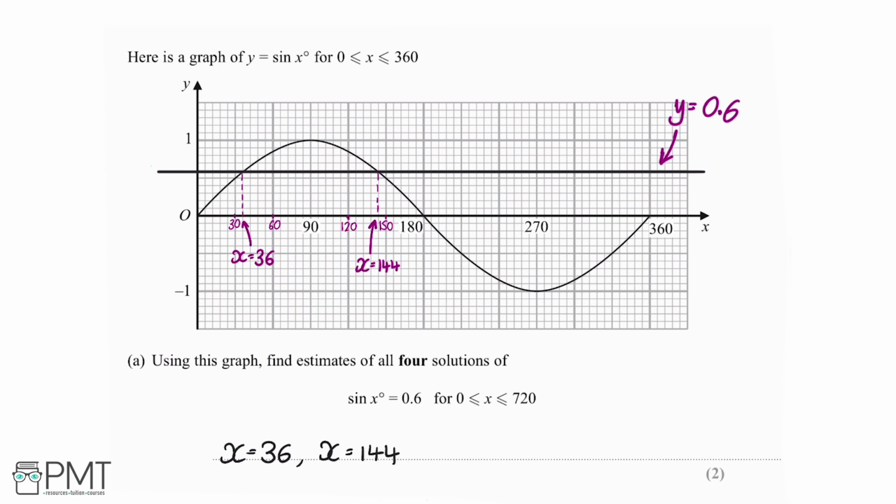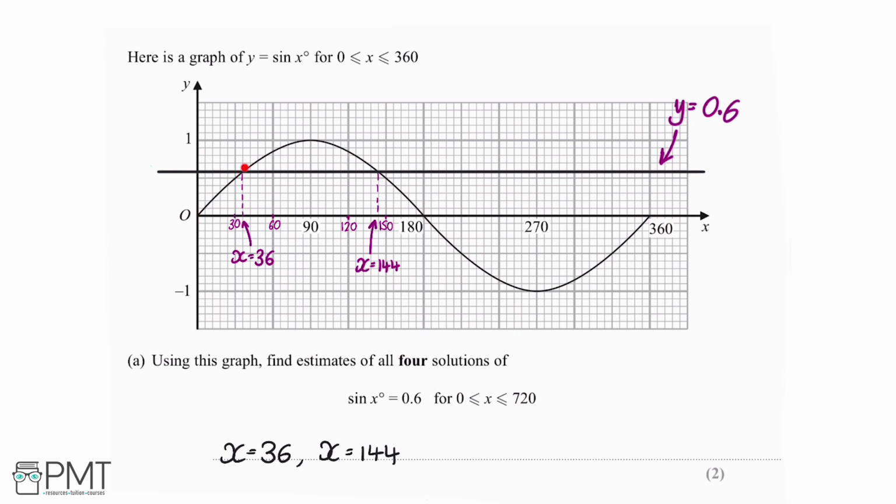But we have a little clue in the question. It's saying all four solutions, so we know we're not done yet. We've got two more to get. We've currently found the two solutions between 0 and 360. However, we're going between 0 and 720. Now this is the graph for sine x, and it takes this shape. And what actually happens is it repeats. So going on from here, it's going to do the same shape carrying on.